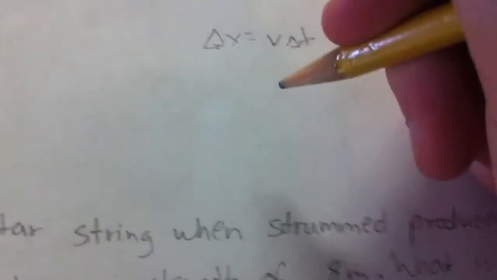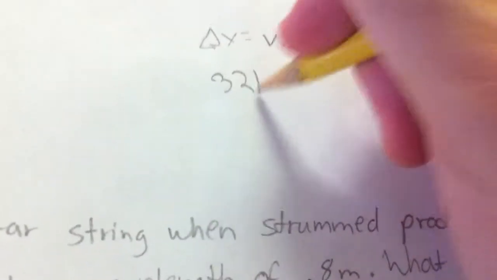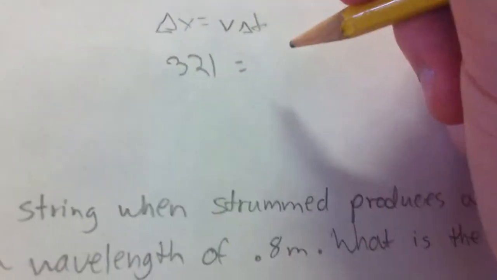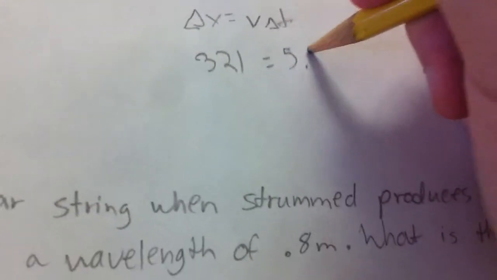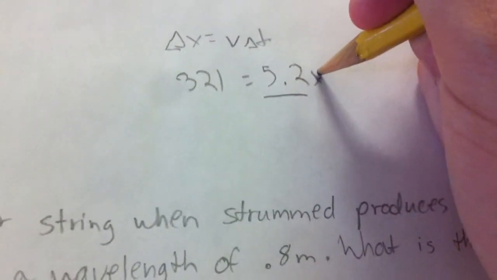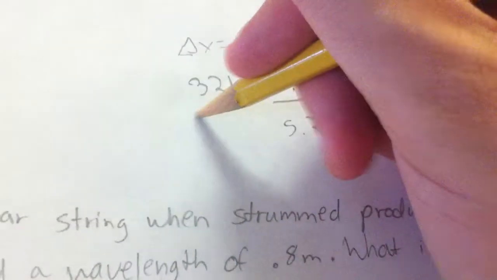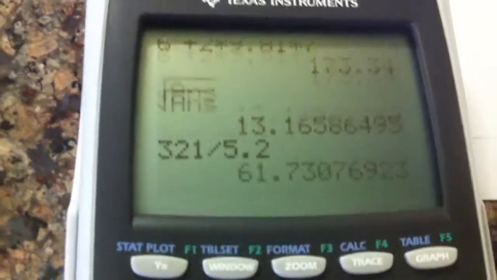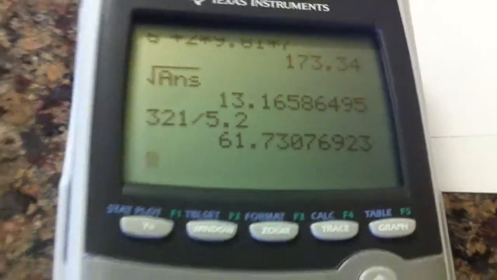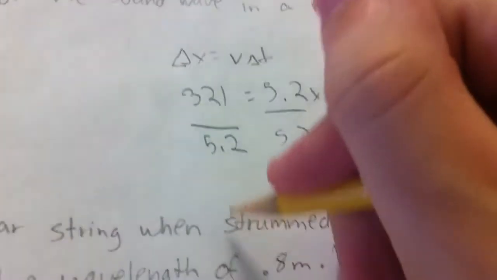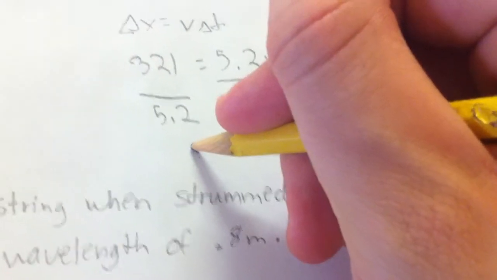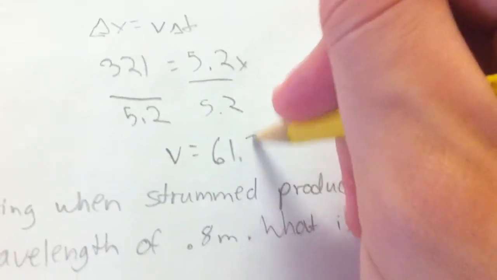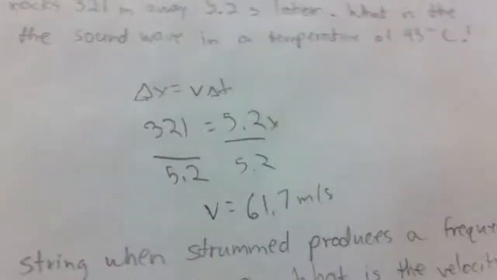We have that the distance that it travels is 321 meters away. We don't know the velocity, but we do know the change in time is 5.2 seconds. So all we have to do is divide 321 by 5.2, and we will get our value of 61.73, which I will just round to 61.7. So that means the velocity is 61.7 meters per second.